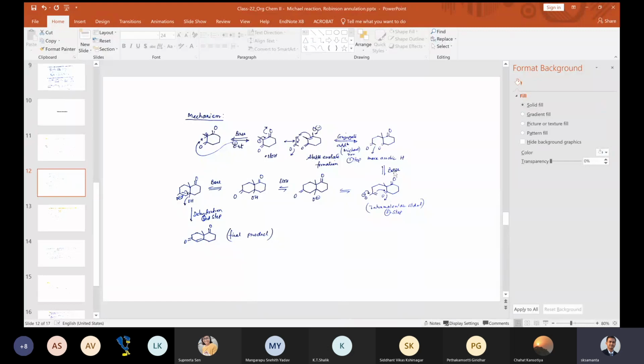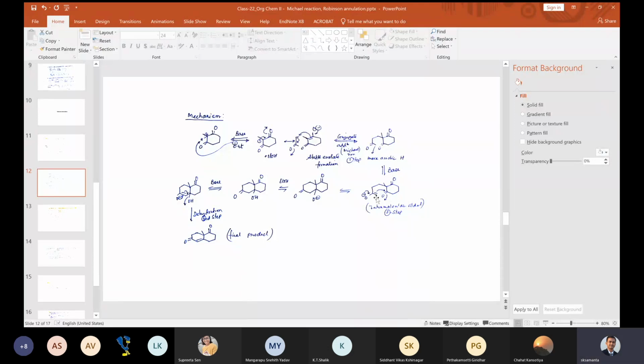Now you have a base. This base can pick up a proton from here. You also have acidic protons here and here. But those protons, if picked up, will not lead to a favorable product. That also has a reason, because in that case it will form a kind of bicyclic compound, and at the bridgehead position this kind of double bond formation will not be suitable. We have also seen that previously. That is why only this proton will be picked up selectively in this case.